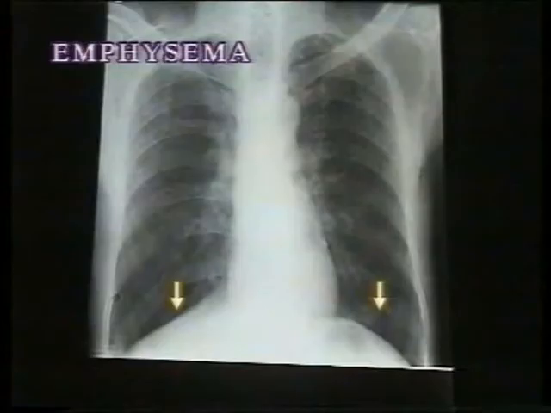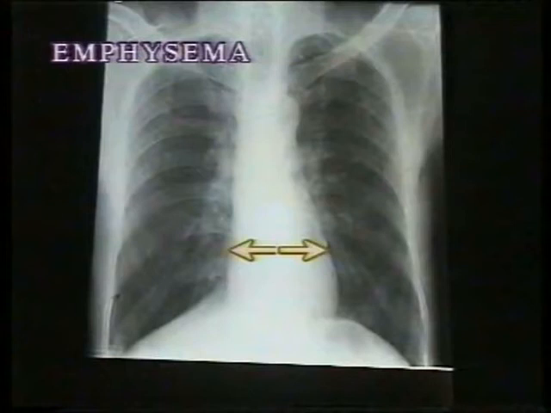Now observe the intercostal spaces. They are widened. And lastly, the heart and the mediastinum have become small and vertical. These are typical features of an emphysematous chest.